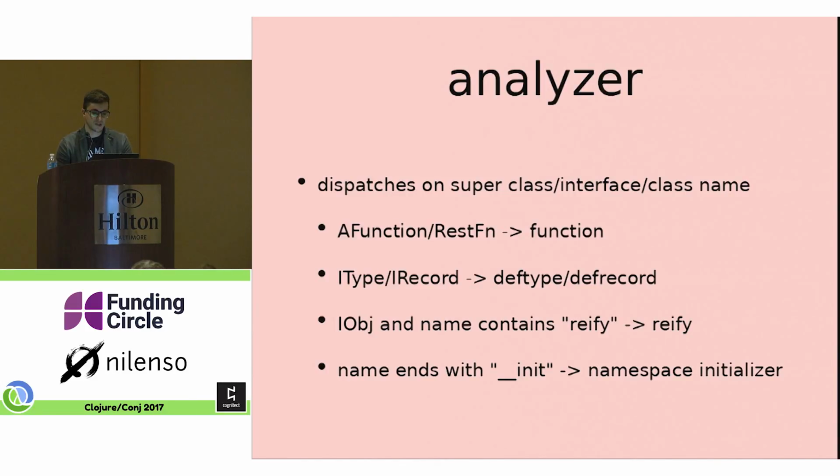So if the superclass of this class file is AFn or RestFn, then we know that we're decompiling a Clojure function. If the class file implements IType or IRecord, then we know that we're decompiling a deftype or a defrecord expression. And failing that, if the class file implements IObject and the name contains reify, then that's the only way that we have to know that we're trying to decompile a reify expression.